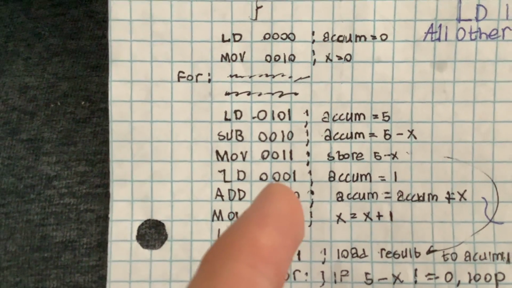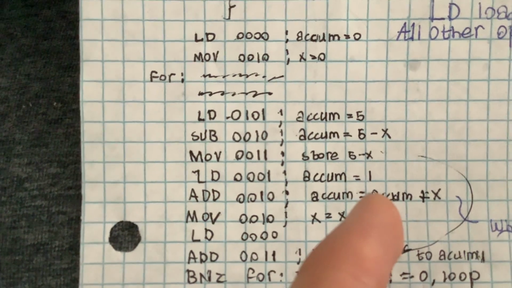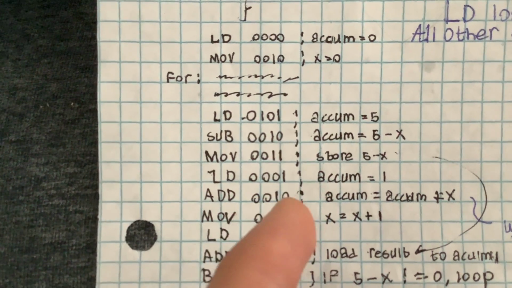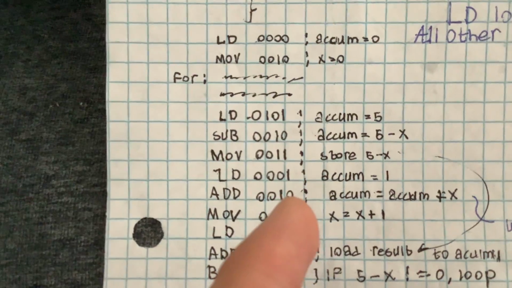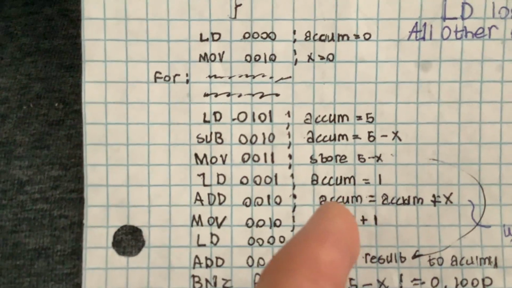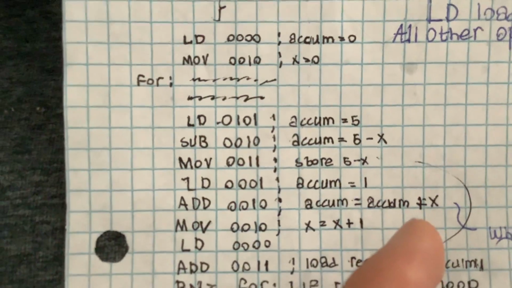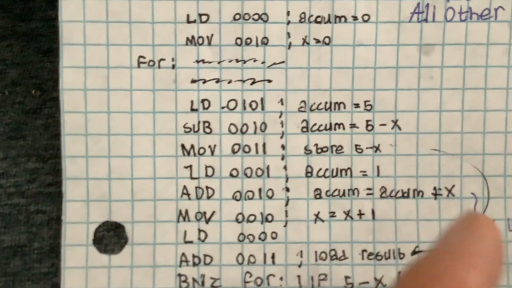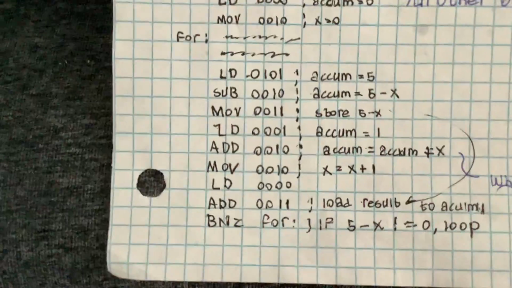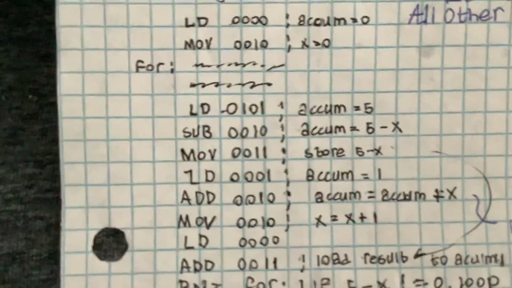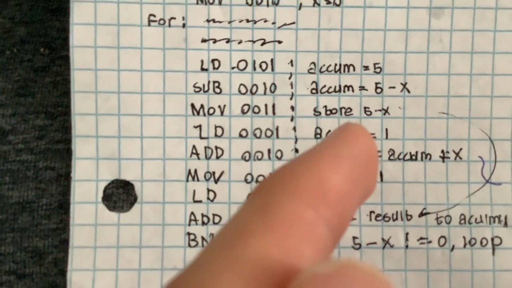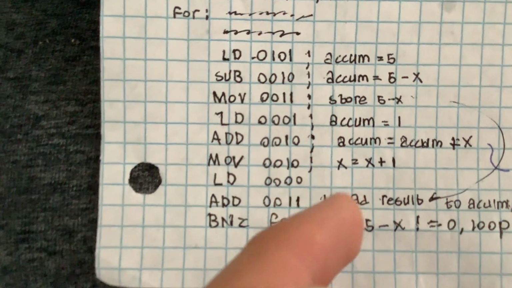And how we're going to do that is we're going to load 1 in the accumulator, and now we're going to add address 2, which is X. So now the accumulator equals the accumulator plus X, or the accumulator equals 1 plus X, or X plus plus. So we have that, and this is going to increment X.